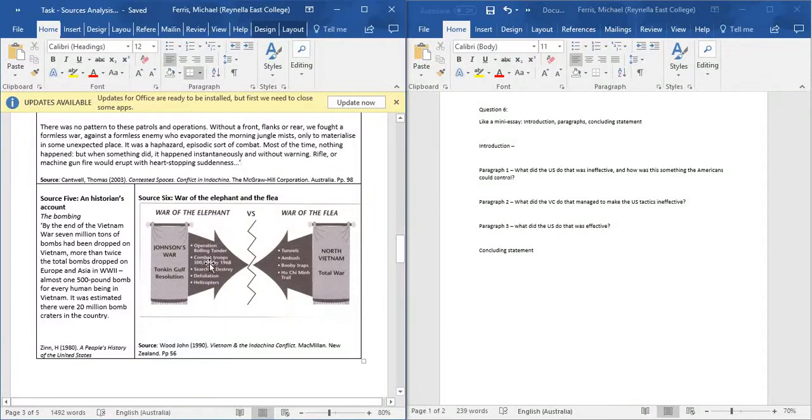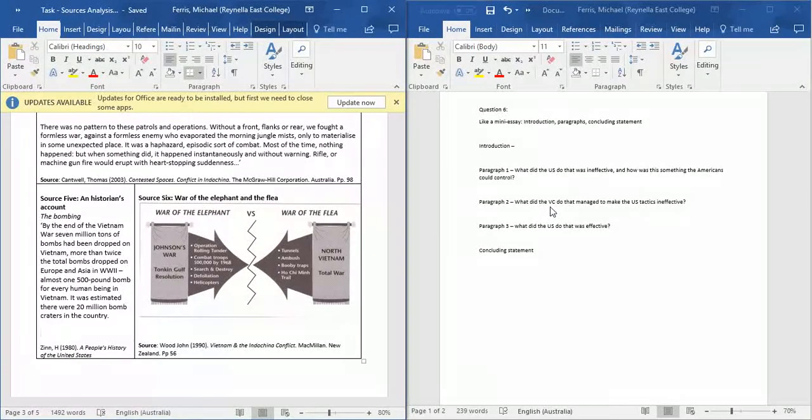You could look down here at other evidence. They had 500,000 troops by 1968. Operation Rolling Thunder, which was all about dropping millions of bombs. Why was that ineffective?